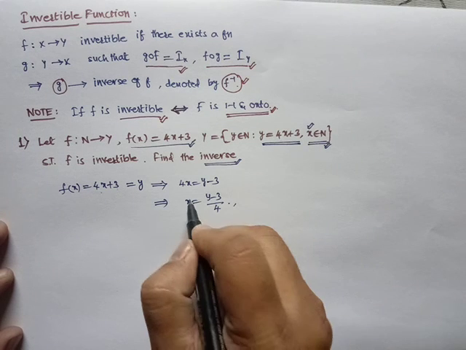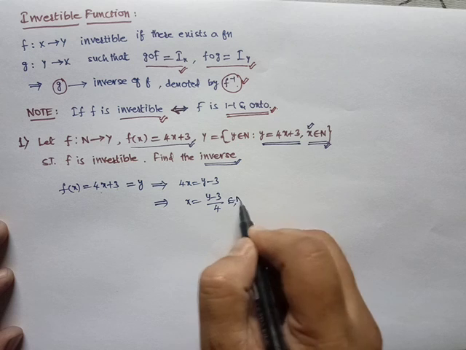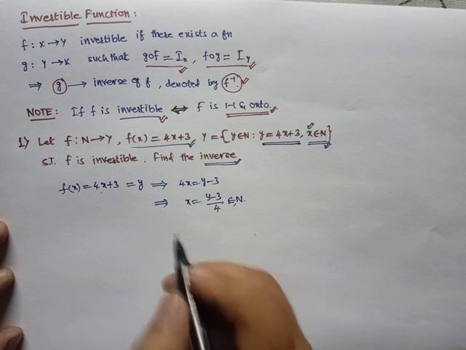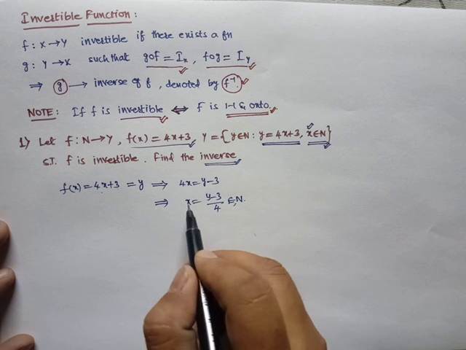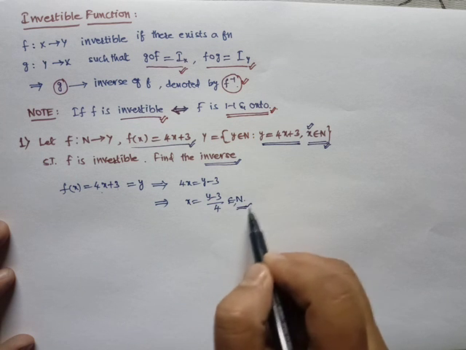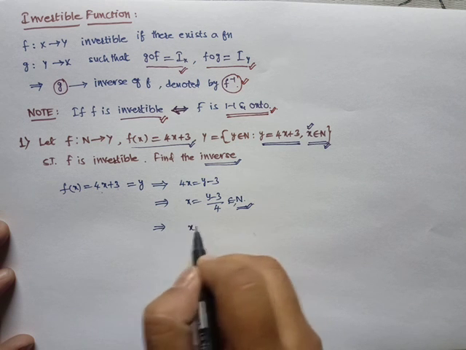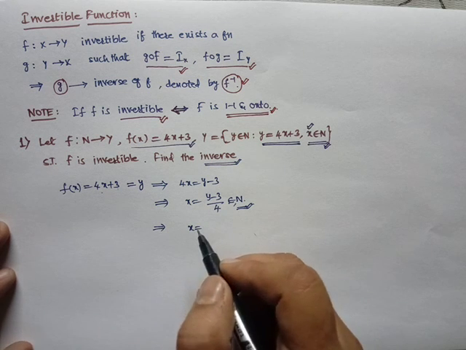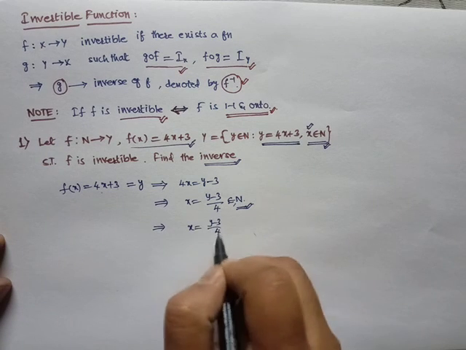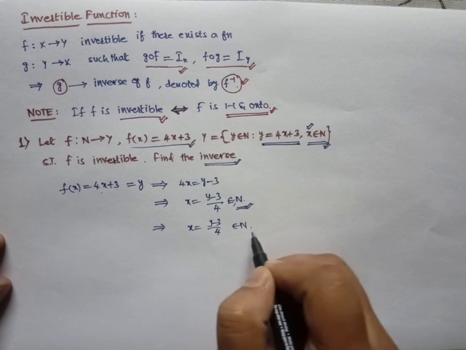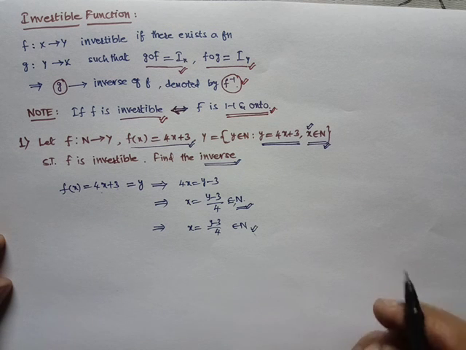So then this x equals y minus 3 by 4 belongs to natural numbers. The meaning is, if f of x is taken, then x belonging to natural numbers exists. Now, x equals y minus 3 by 4 belongs to natural numbers. Now keep it aside.